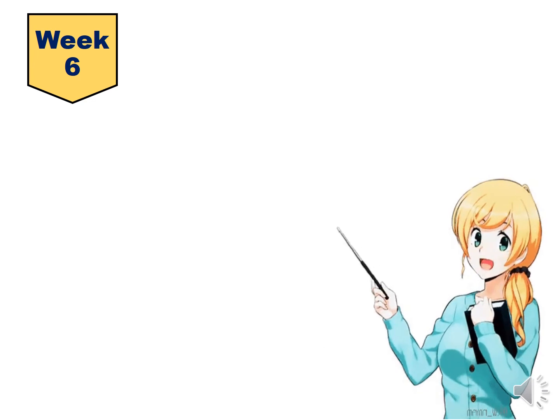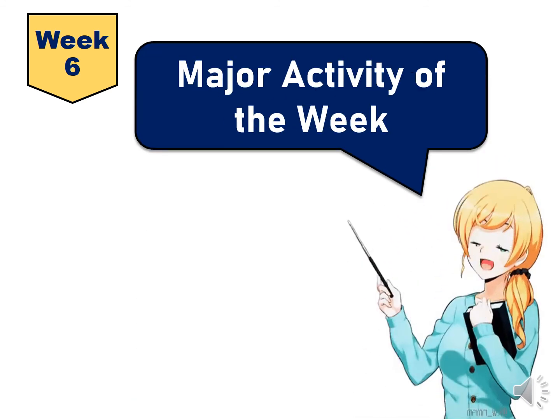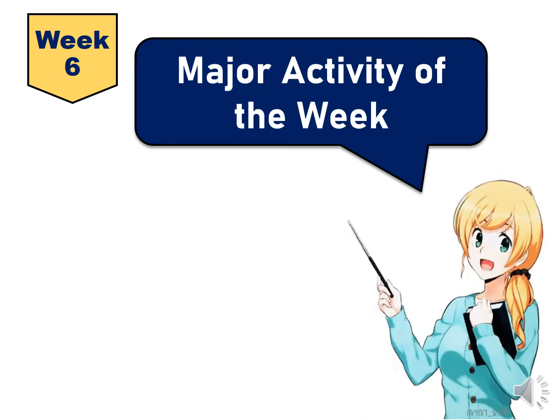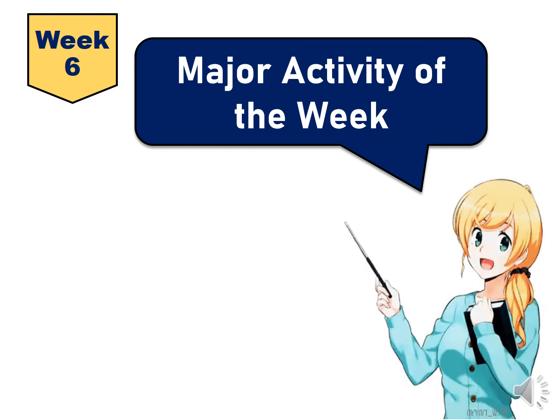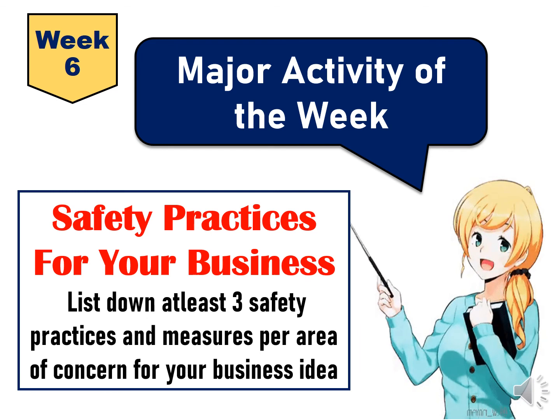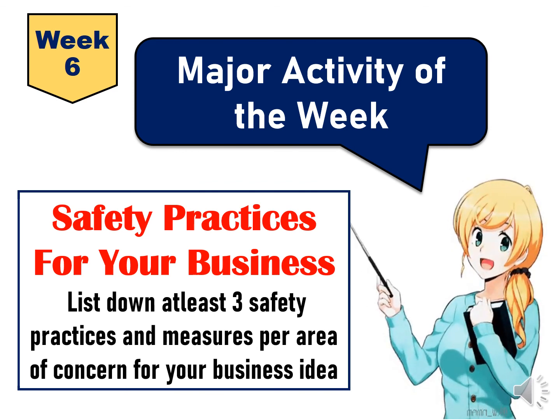As we approach the end of this course, we're also now at the last major activity of the course. Before we put together all the outputs you've submitted in the previous weeks in preparation for your finalized business activity plan, for this week you will think and list down at least 3 safety practices and measures per area of concern for your business idea, namely, cleanliness of the food offered and safety of the workers. For the other details about the task, please refer to your Zenyo package.